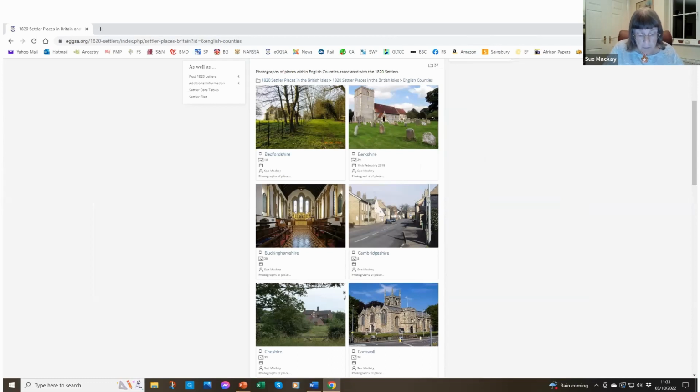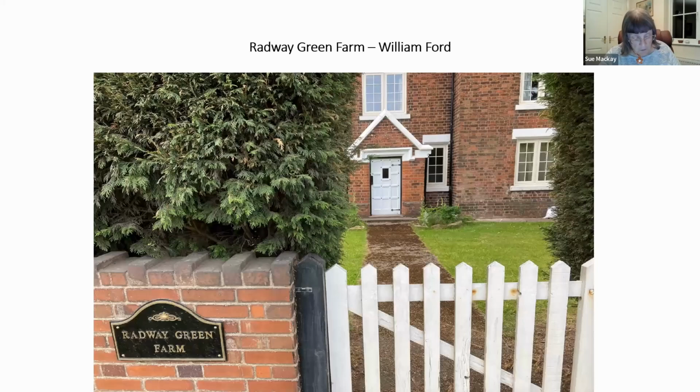However, there are pictures of pubs, thatched cottages, canals, views, etc., which would have been pretty close to what the 1820 settlers knew. And I've tried where possible to get pictures of places, farm buildings, where the settlers duplicated the names at the Cape.